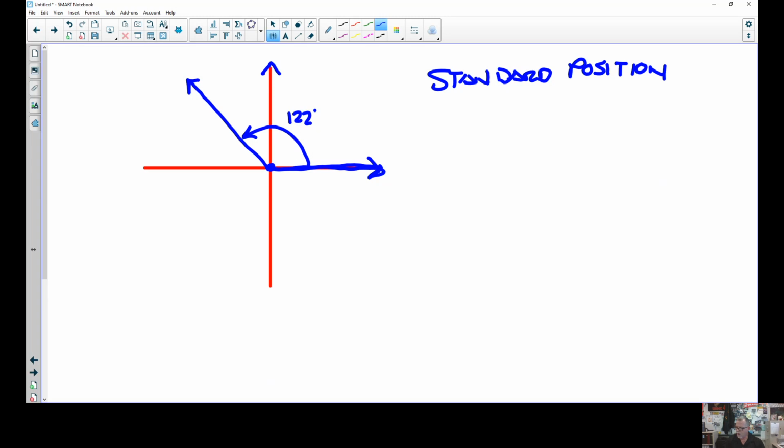And what they may ask you is, find all coterminal. This is another new term. No pun intended because it's got "term" in it. Find all coterminal, and I'm just going to abbreviate and say angles. Find all coterminal angles to the angle given.